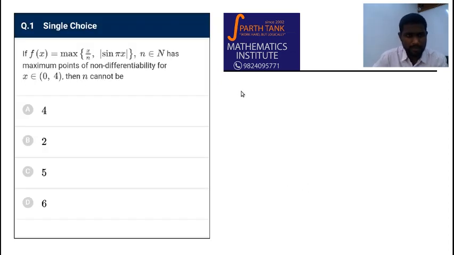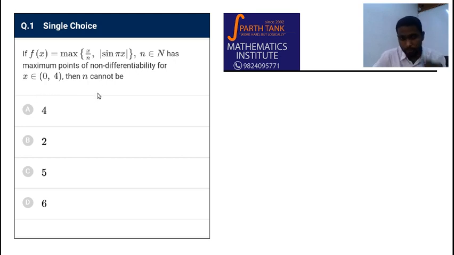If f of x is the maximum of x by n, comma, mod of sine pi x, then for n being a natural number, this function has maximum points of non-differentiability in this domain, then n cannot be.